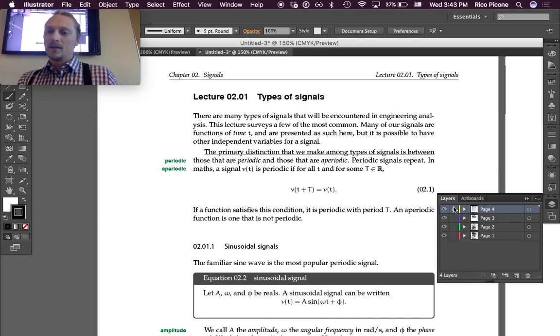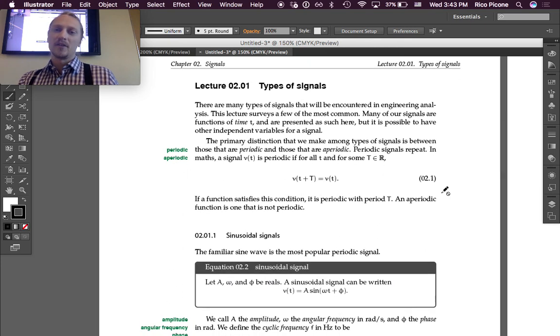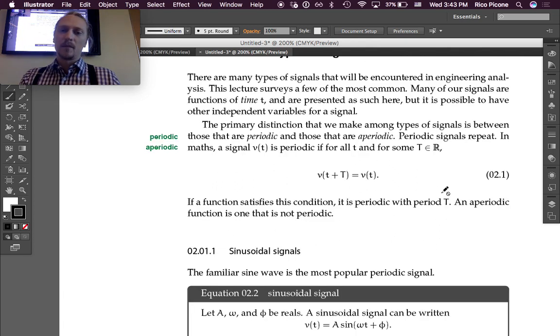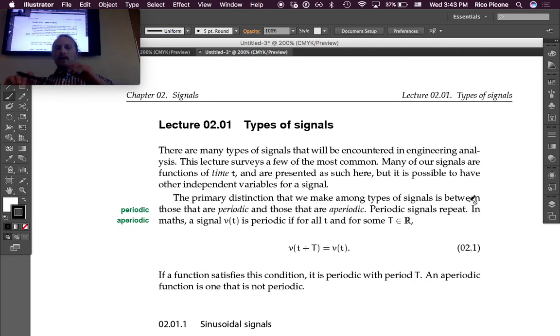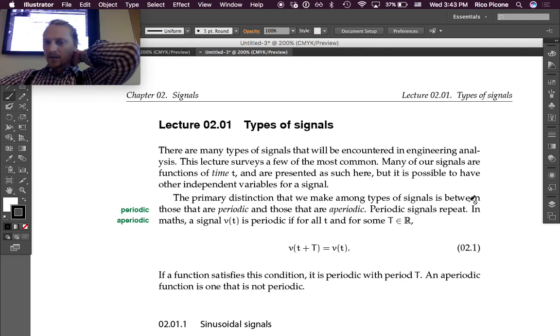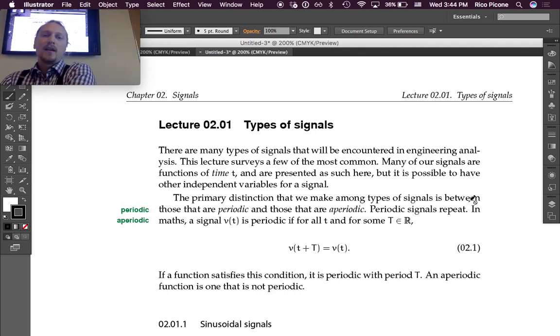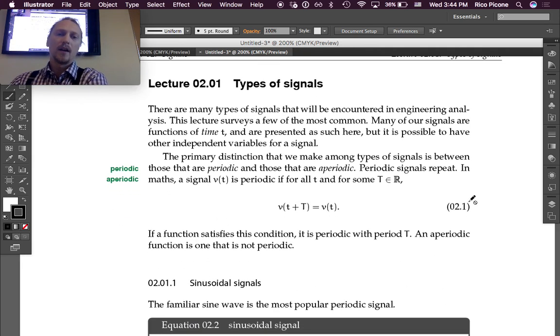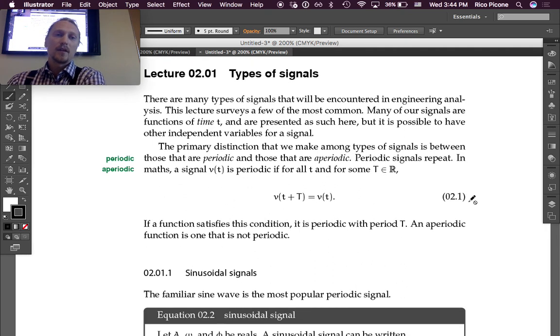Let's see. It seems like we only have 7 minutes. How are we going to get through? There's really not a lot in this lecture. It's mostly introducing you to some different types of signals. There are many types that we will be encountering in engineering analysis, and it surveys a few of the most common. Many of our signals are functions of time and are presented as such, but it's also possible to have other independent variables for a signal.